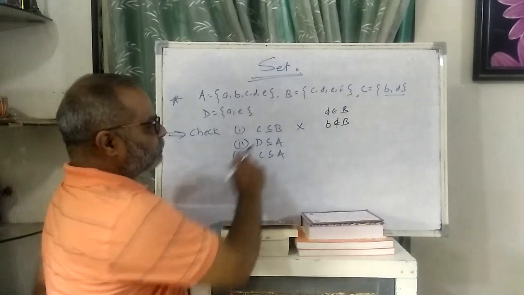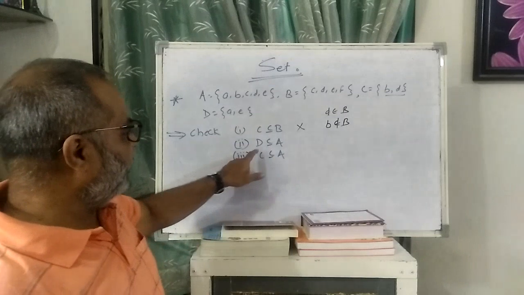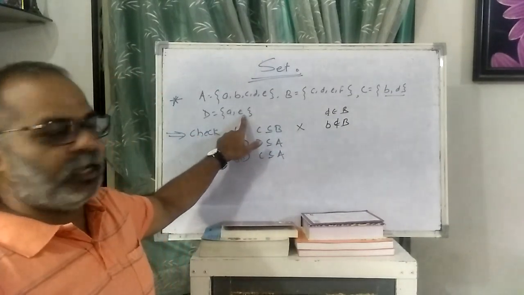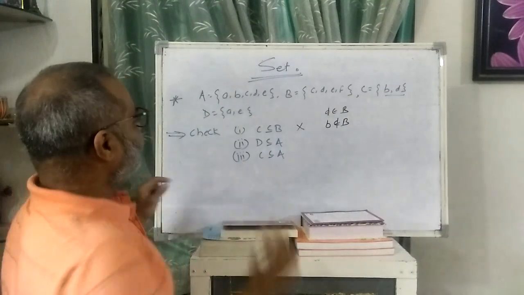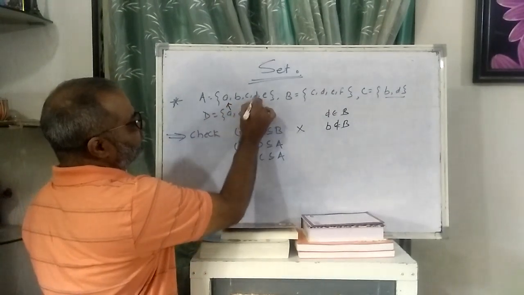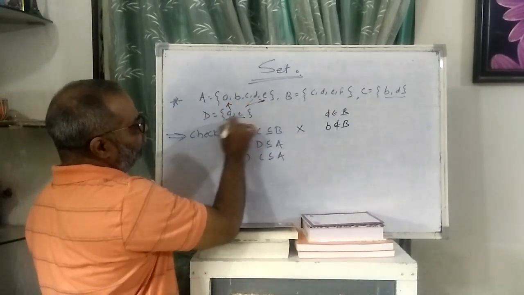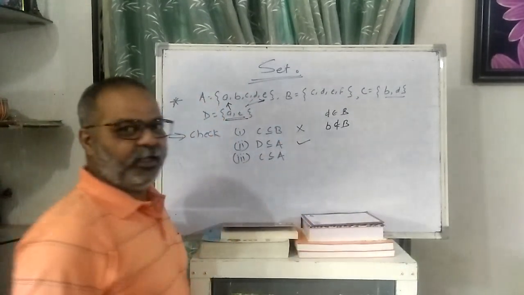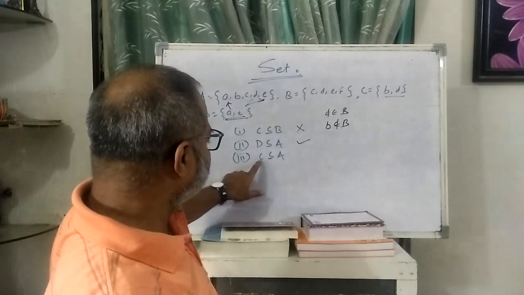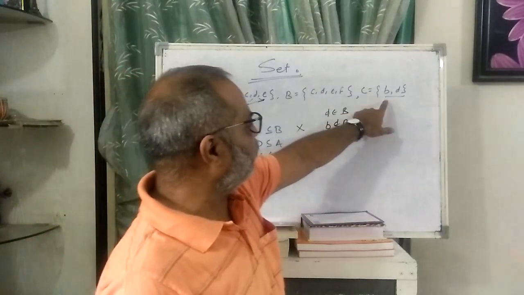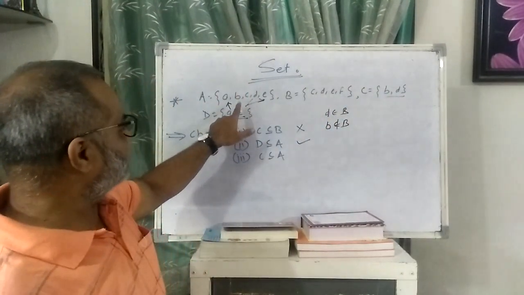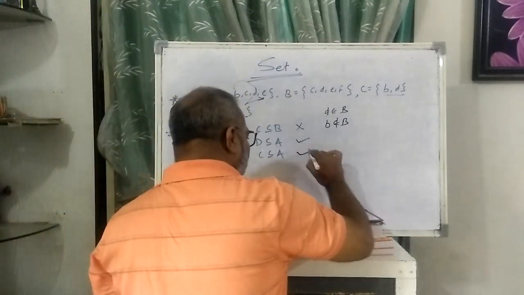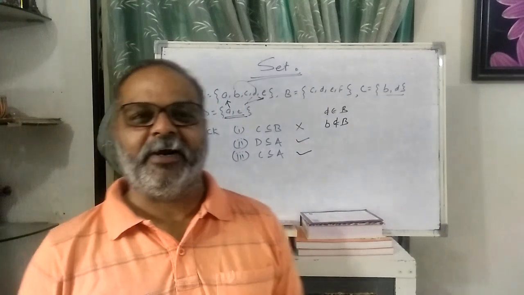Next, D is a subset of A means that every element of D is present in A. Check the elements of D, which are A, E. Elements of A are A, B, C, D, E. So A is present in A, E is present in A. So every element of D is present in A. That means D is a subset of A. Next, C is a subset of A. What are the elements of C? B and D. Are they present in A? Yes, B and D are present in A. That means C is also a subset of A.